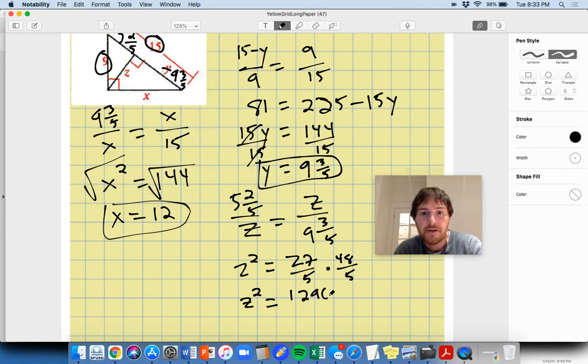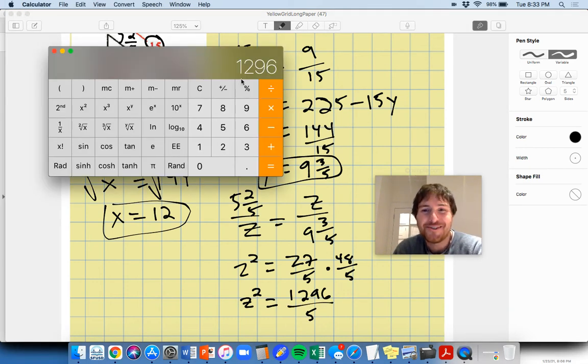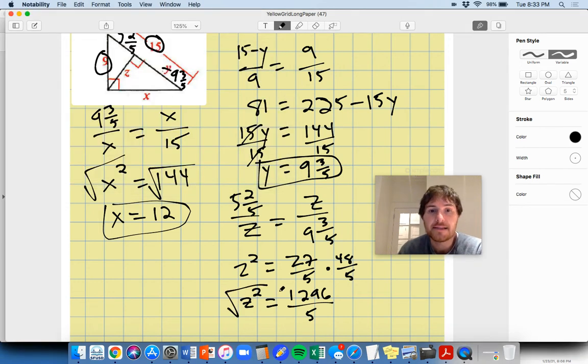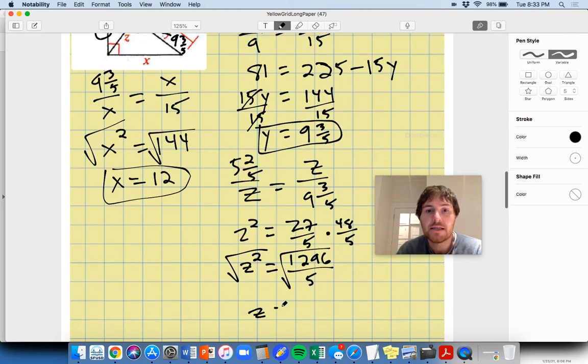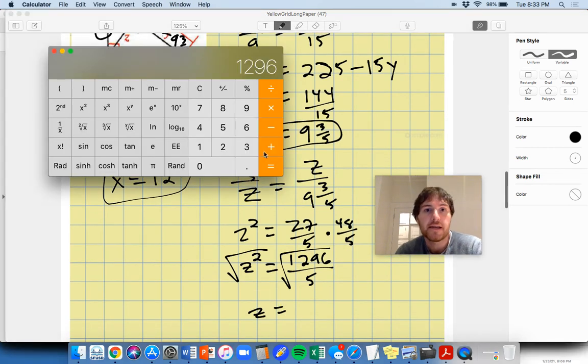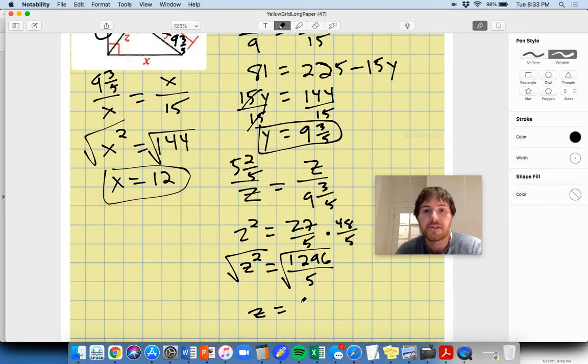So this is 1296 over 5. Let's see. That feels like maybe that's a perfect square. Maybe we get lucky here. Take the square root. It is a perfect square. Check that out, 36 times 36 is 1296. So the next step to isolate Z would be to take the square root of both sides. So Z is equal to the square root of 1296, which is 36.